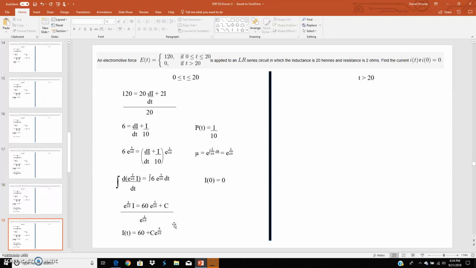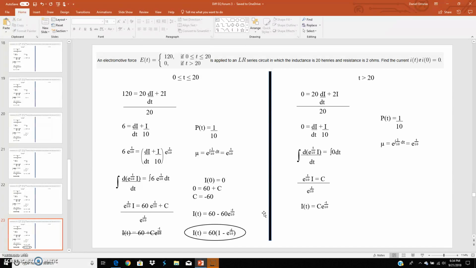Now here, we need to use our initial value, which was I of 0 equals 0. We substitute that in, and we find c equals negative 60, and we get our final equation. I factored out the 60, I just like it that way. You obviously don't have to if you don't want to. And that is our solution.